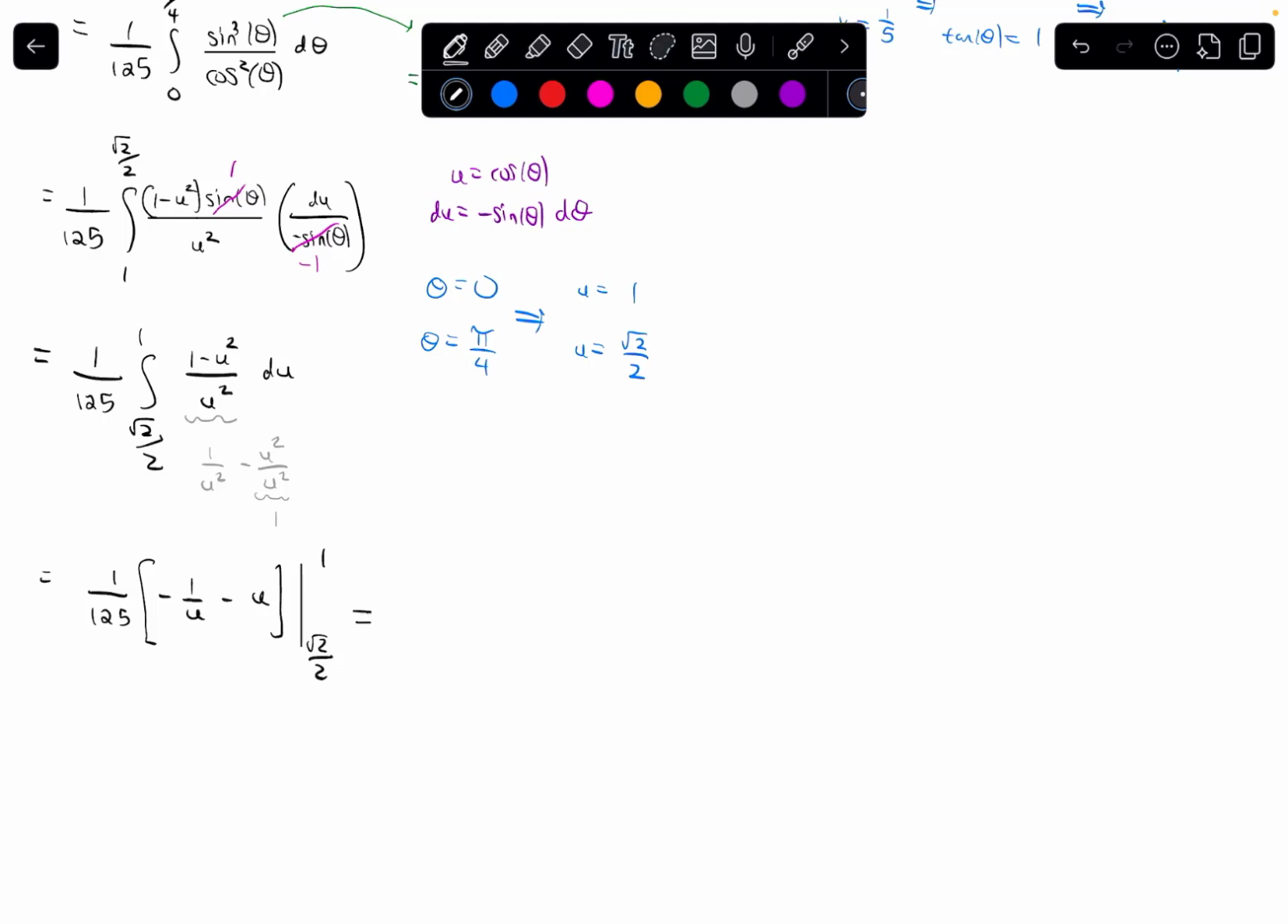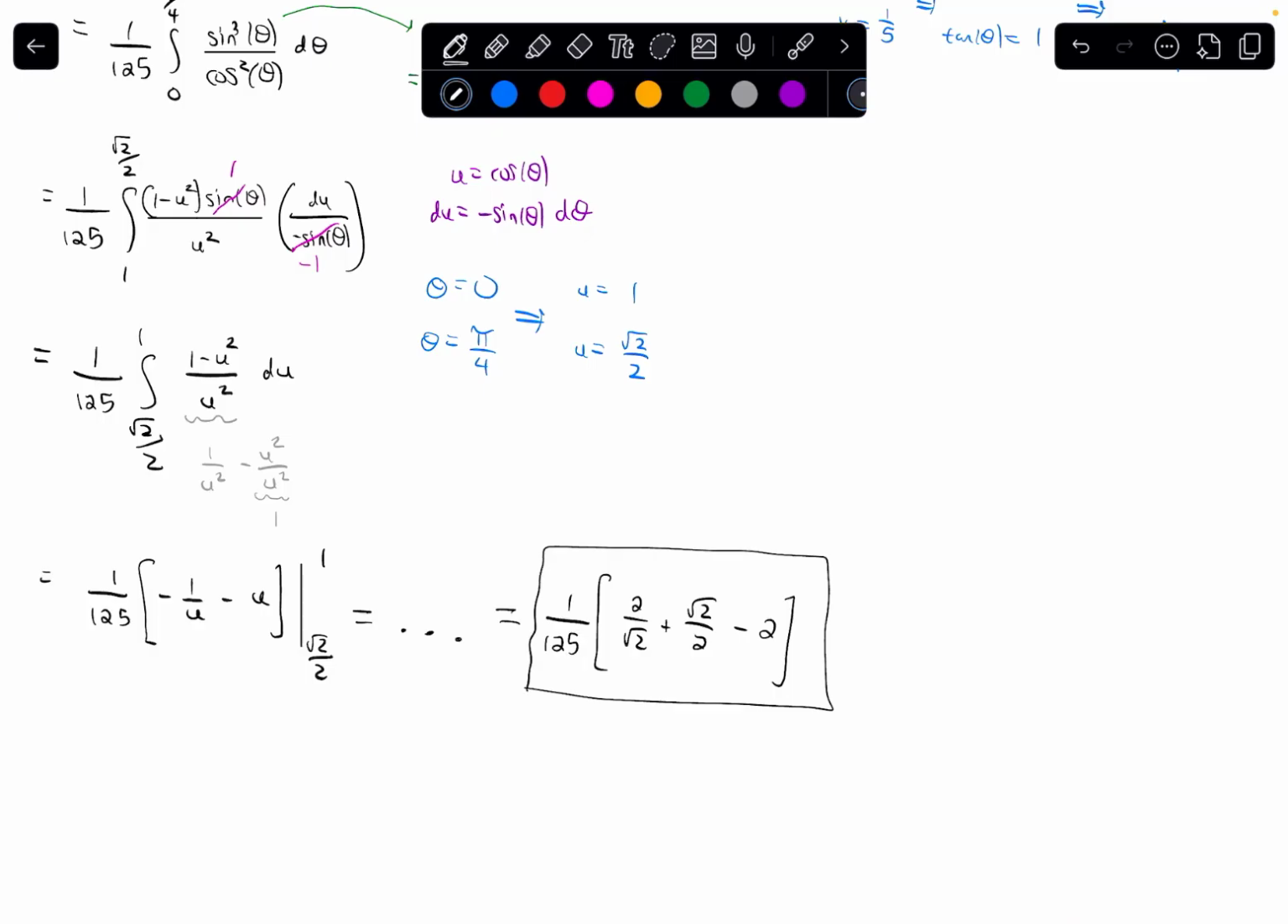So when I do that, I will have to combine some like terms. I'm going to trust that we can do that. I'm going to skip one of the steps. I'm just going to skip the step when we plug in and just tell us what we end up getting. We will end up getting 1 over 125, big old bracket. And what we end up getting is 2 over root 2 plus root 2 over 2 minus 2. So we will end up with this. And that's our answer.